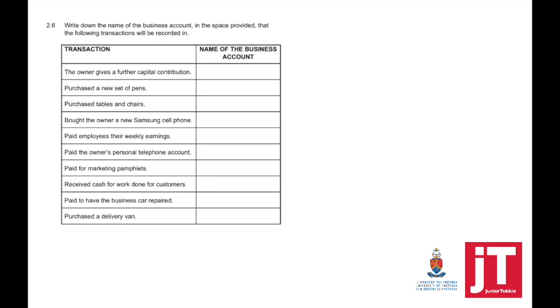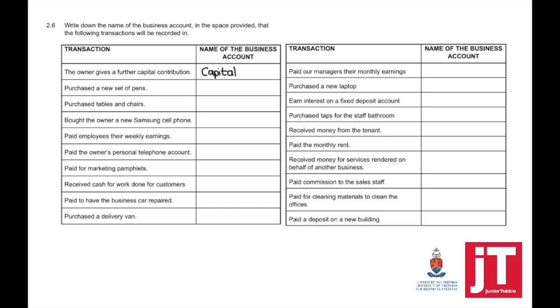When you refer to the accounting cycle, you will see that the first step in the accounting cycle is that a transaction should take place. Now, in accounting, it is very important to understand that in each transaction, you need to identify which account is involved. When we talk about account, we're talking about the name of the business account. So if we look at the first transaction, the owner gives further capital contribution. The business account name that is involved is called capital.